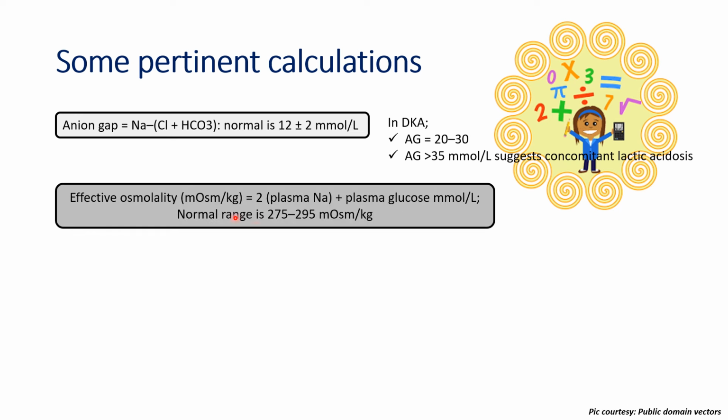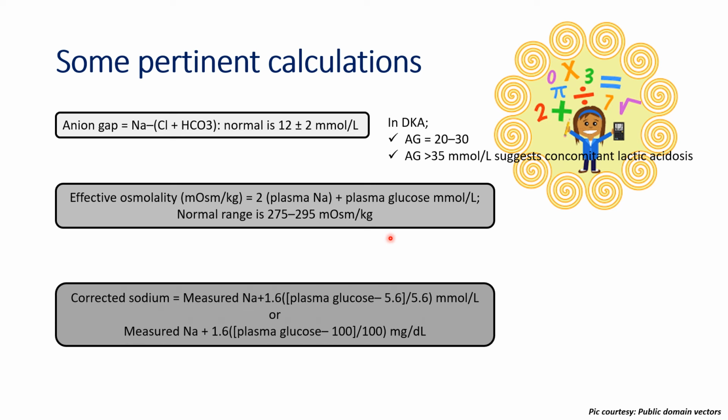Effective osmolality in milliosmol per kg is twice sodium ion plus plasma glucose value in millimoles per liter. The normal value is 275 to 295 milliosmoles per kg. And corrected sodium is measured sodium plus 1.6 into plasma glucose minus 5.6 upon 5.6 millimole per liter, or measured sodium plus 1.6 into plasma glucose minus 100 by 100 milligrams per deciliter.